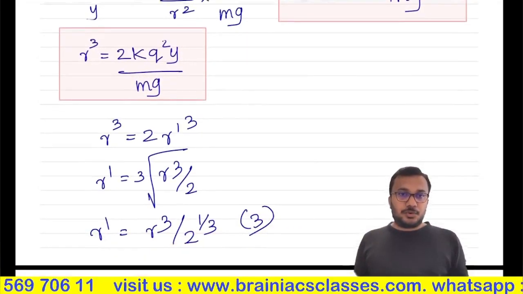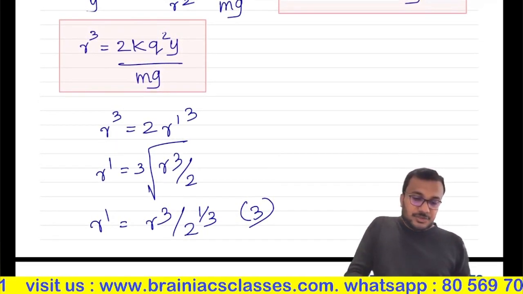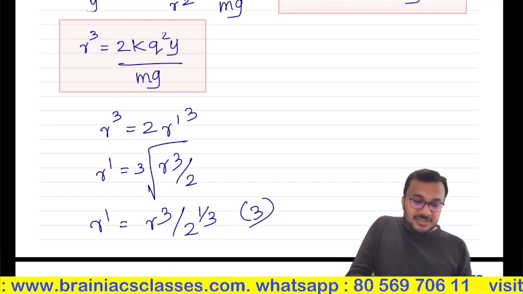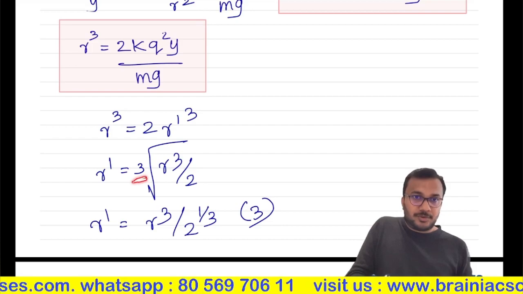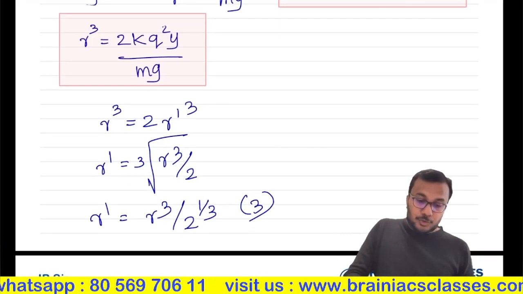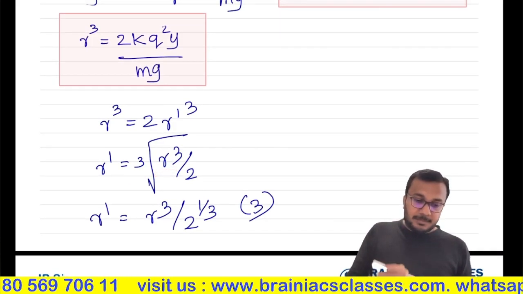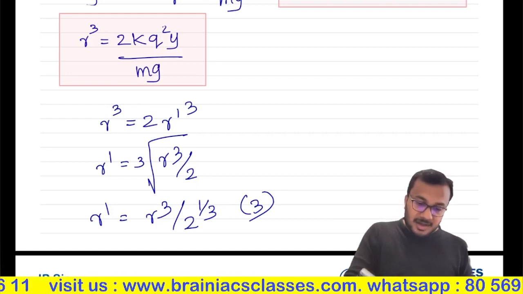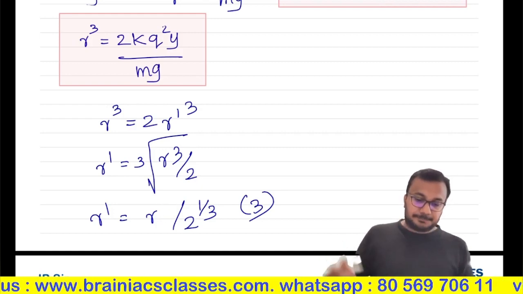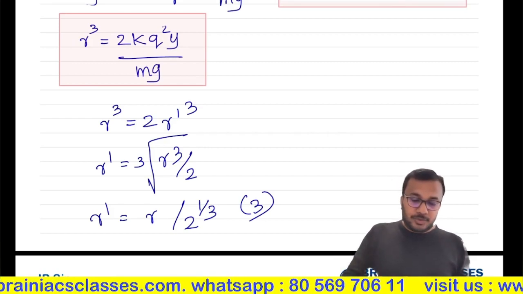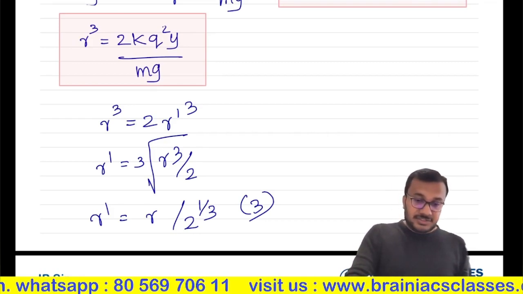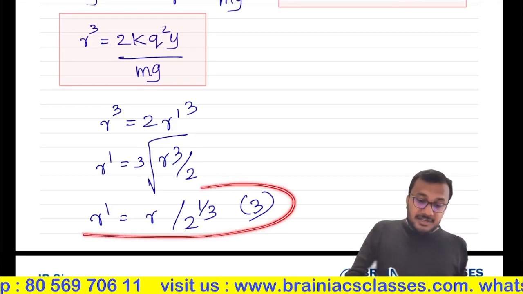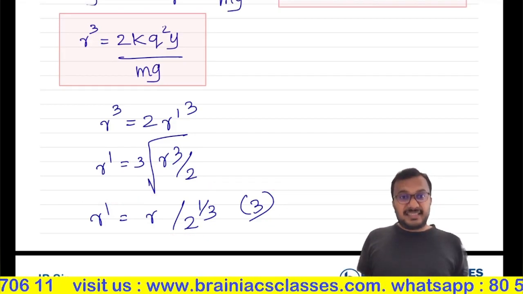R cube equals 2 R dash cube. So I need to find R dash. R dash is R cube by 2, under the cube root. If you take the cube root, R cube under the root is nothing but R, and 2 under the cube root is 2 raised to 1 by 3. So R dash is equal to R by 2 raised to 1 by 3.